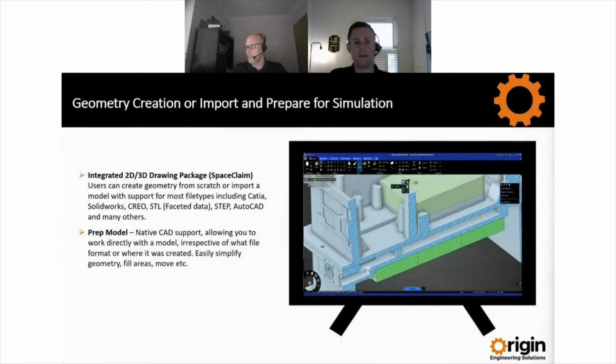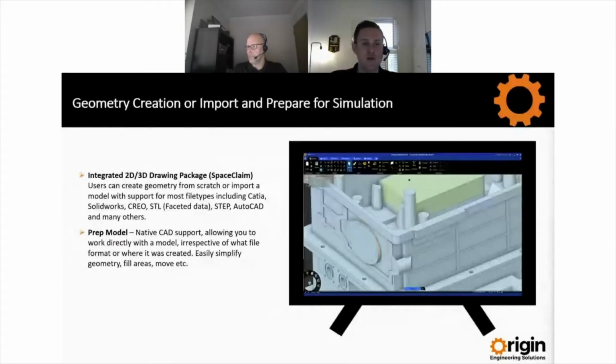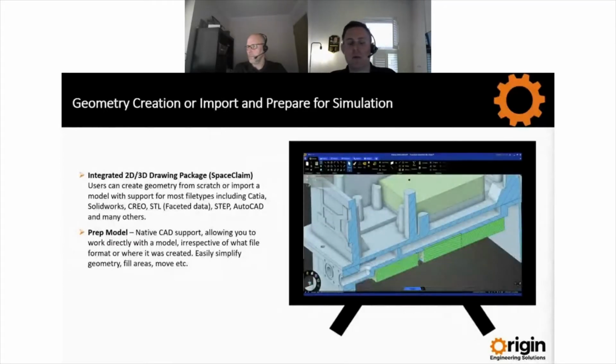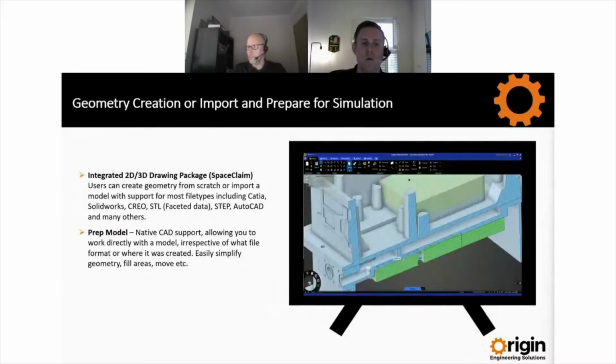So you can bring the data in, you can run your simulations, but because it is a full direct modeler drawing package, you're actually able to very quickly prepare that model for simulation. So in the video, you might see things being moved around, holes being filled in, wall thicknesses being amended. So it's really easy to work with geometry, get results, and then refine the design again before running your next simulation.